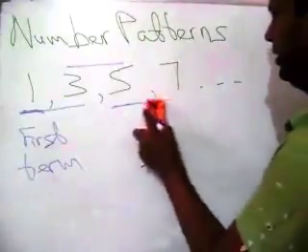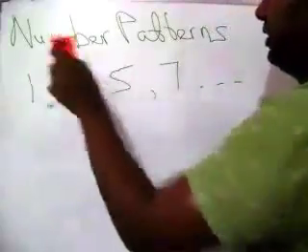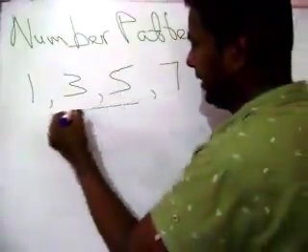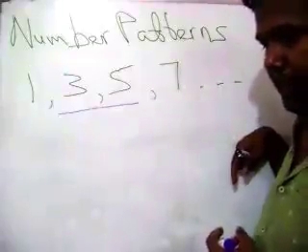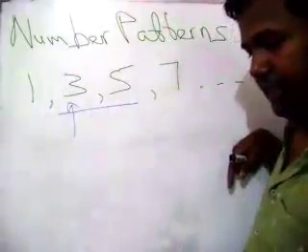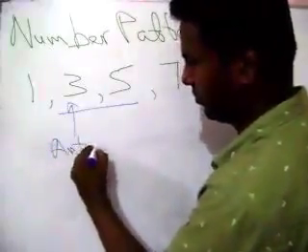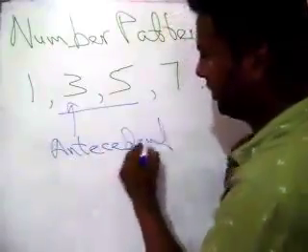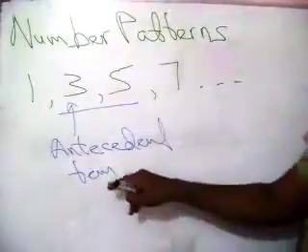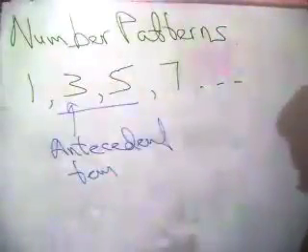Another term you need to get to know is, if you take two successive terms, let's say 3 and 5, the first term, so here 3, is called the antecedent term. The antecedent term. So if you take two successive terms, the first term is called the antecedent term.